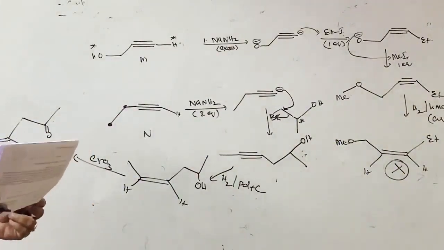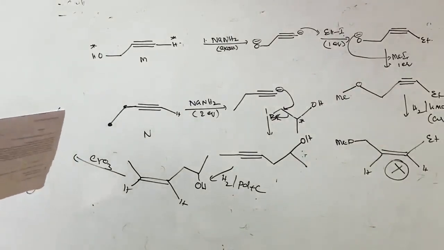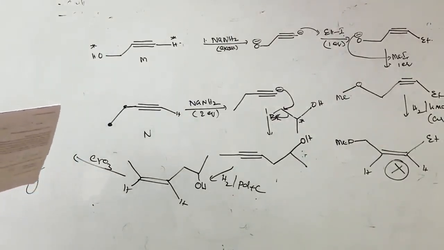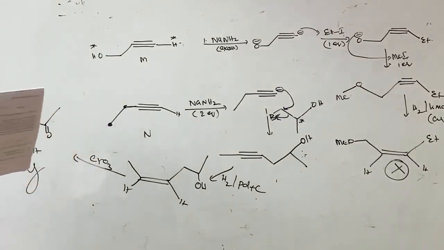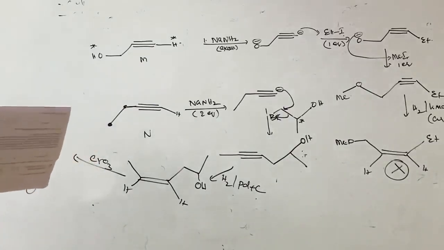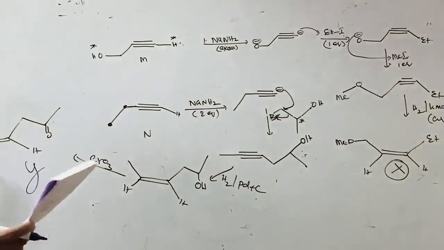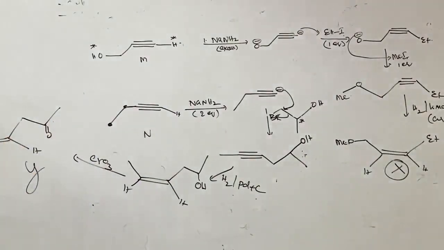Y gives a positive Tollens test? It's a ketone. Wrong. No, wrong. And it gives a positive iodoform test. Yes, methyl ketone gives the positive iodoform test. It is a functional isomer of X. Functional isomer of X, correct? So that is the one, and C is the correct one in that.